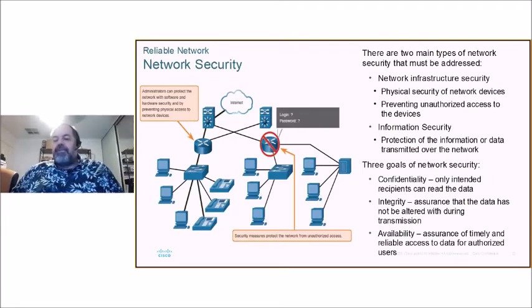And so confidentiality means no one else can read your data, it's private. Integrity means that you're sure that the data has not been altered. And availability, of course, means that you can reliably access that data.